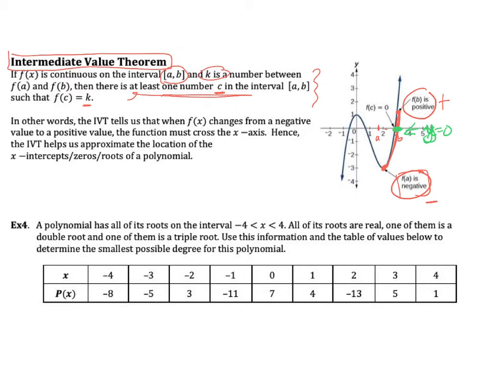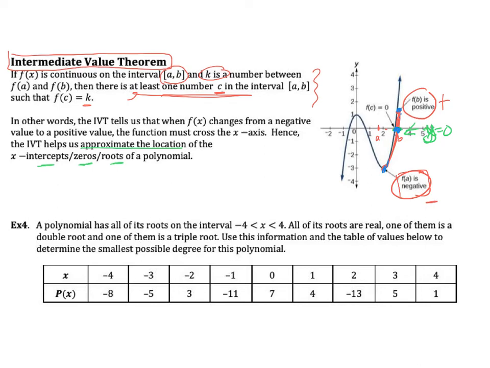Right? So it allows you to approximate the location of your x-intercept or your zero or your root, whatever you're going to call this specific point where it crosses the x-axis. If you go from a negative y value at 2 to a positive y value at 3 point something, that means there's a 0 between 2 and 3 point something. So why is that useful? Well, it's useful for a question like number 4.